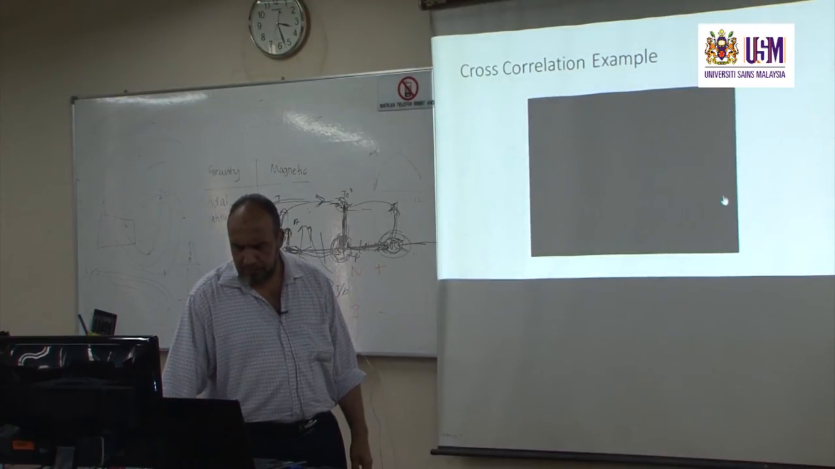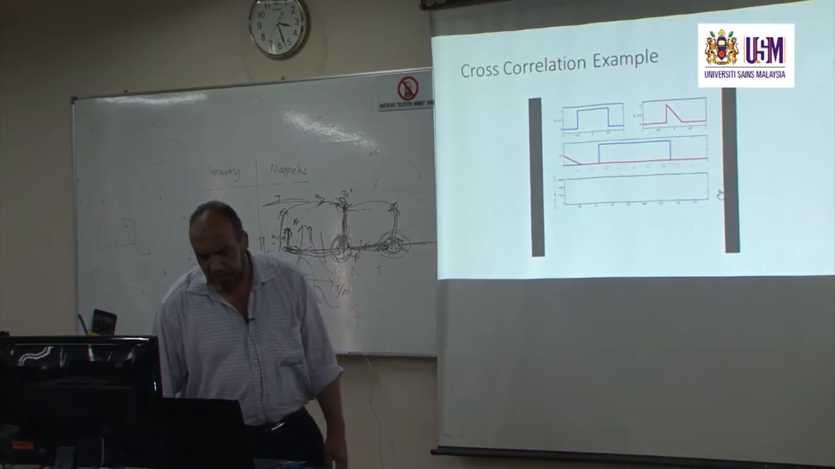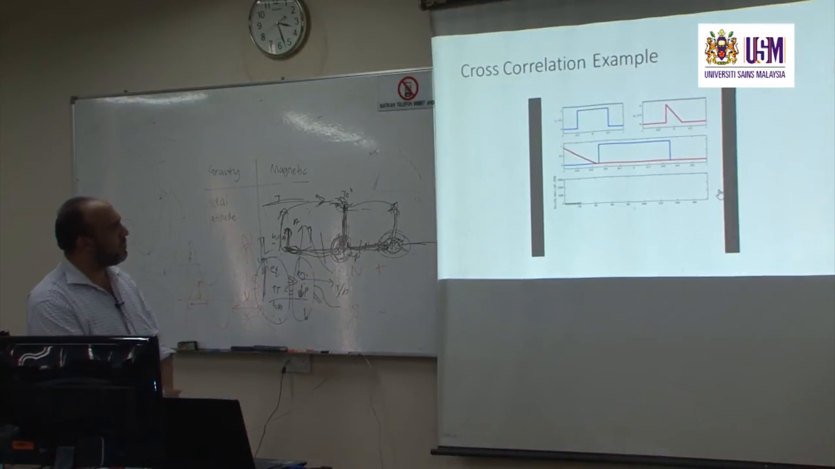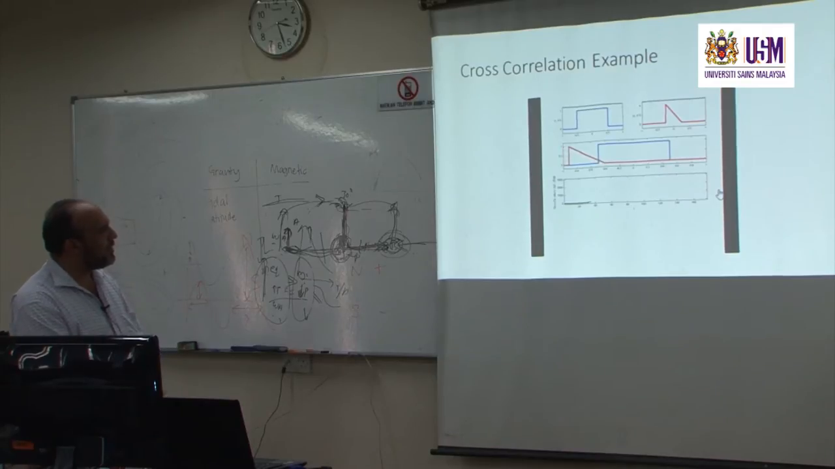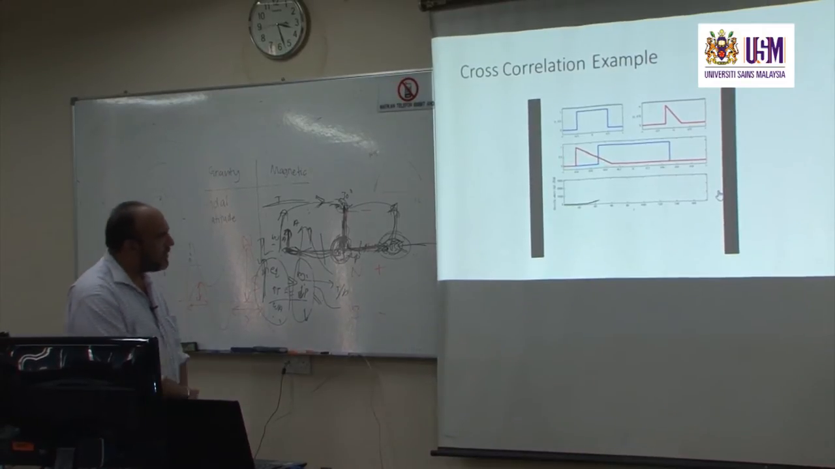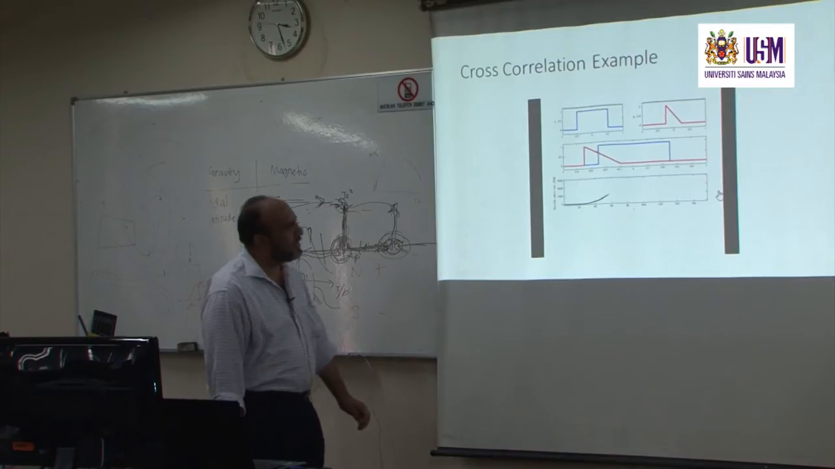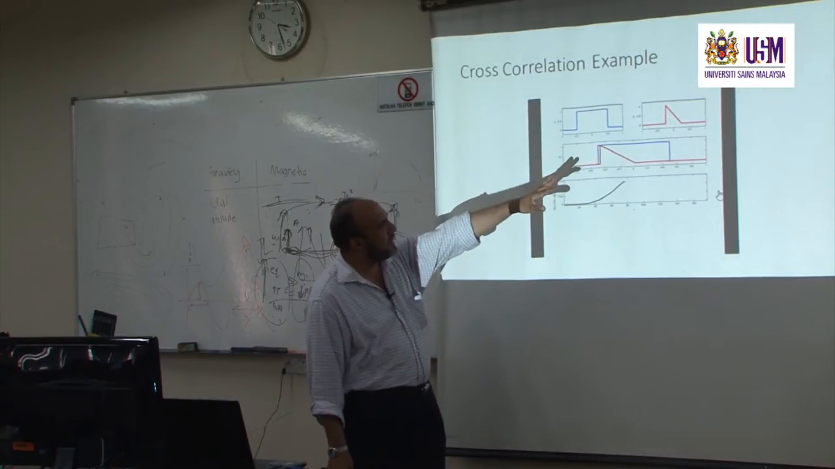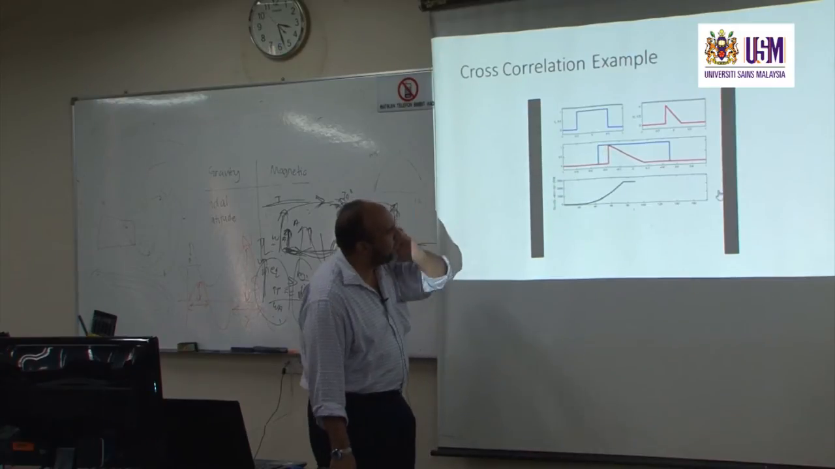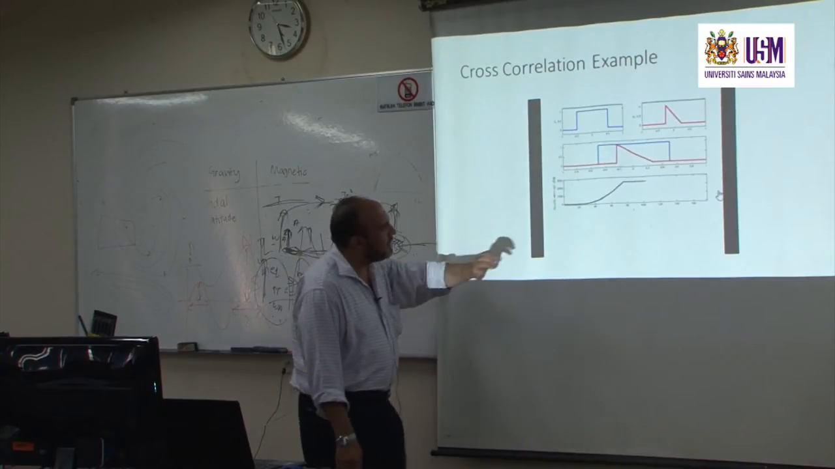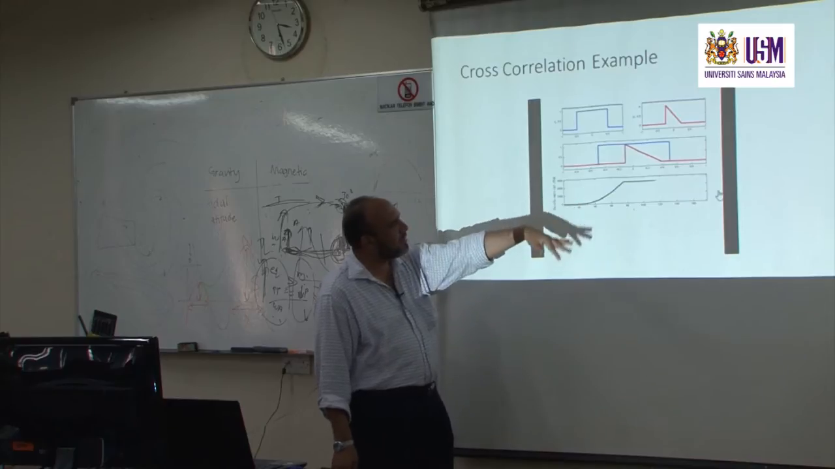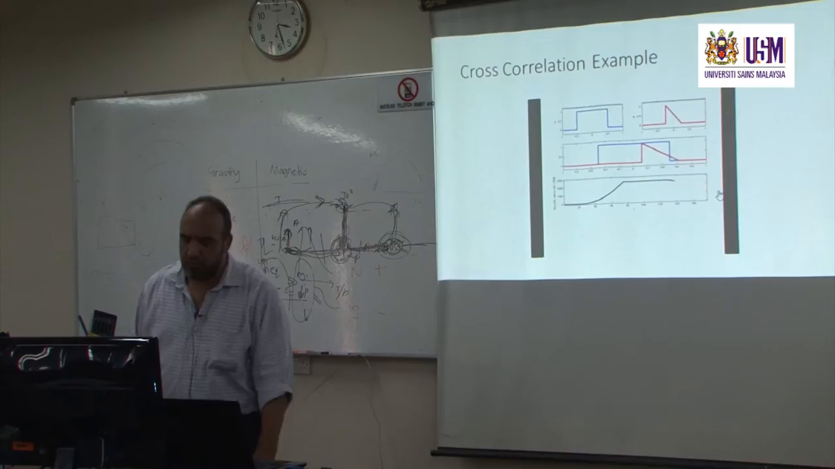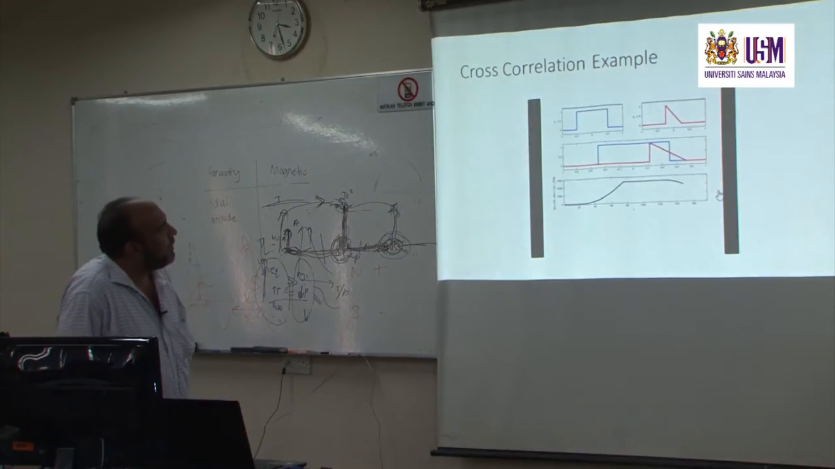Here we have an example of cross correlation. This is a movie from YouTube using MATLAB. Now this is a cross correlation between two functions, the red one and the blue one. This represents the result of the cross correlation between these two functions.